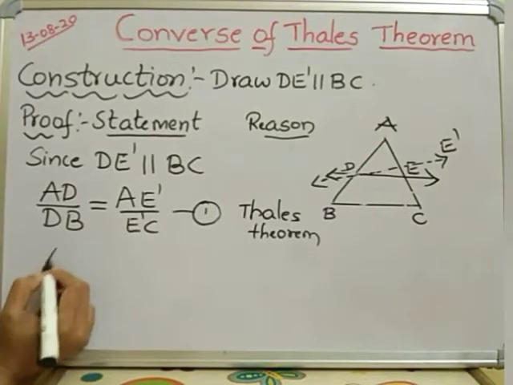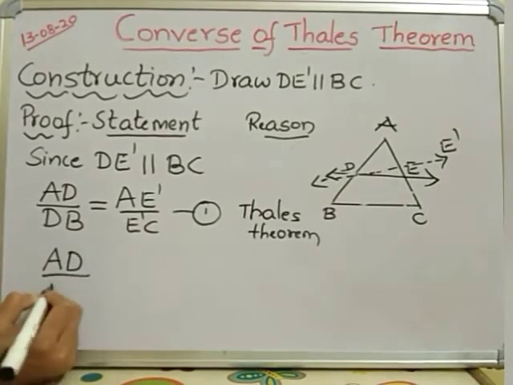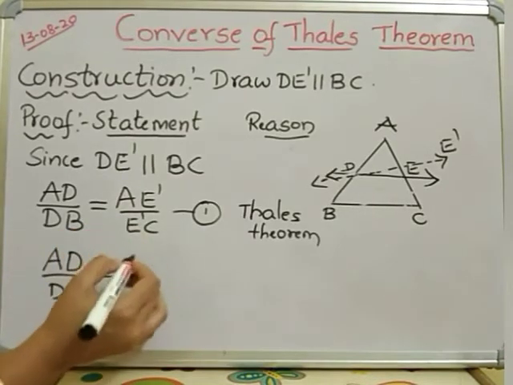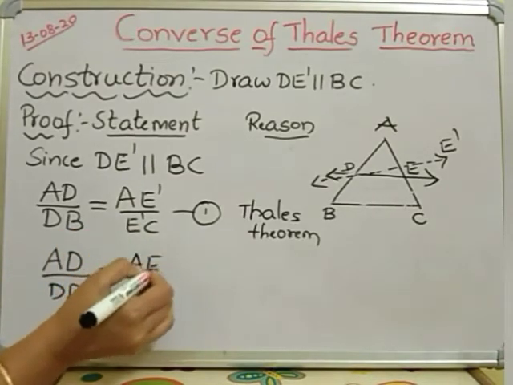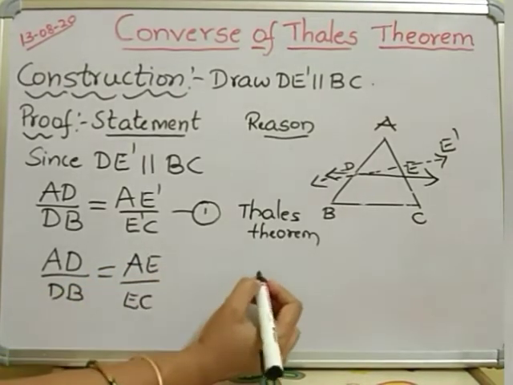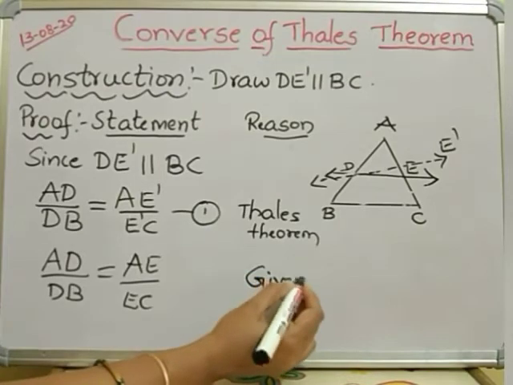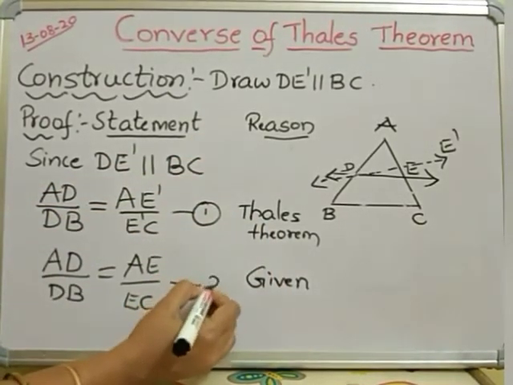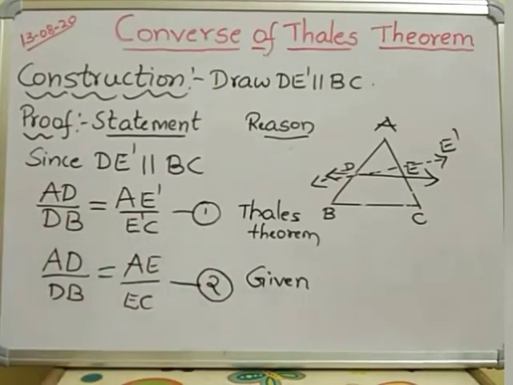Now it is also given that AD by DB is also equal to AE by EC. How is it? Because it is given. The reason is given. Now this I am taking as equation 2.